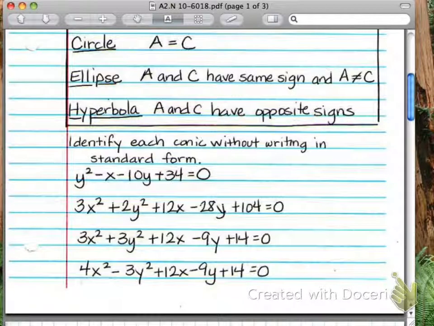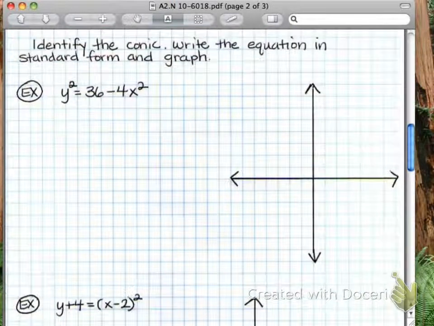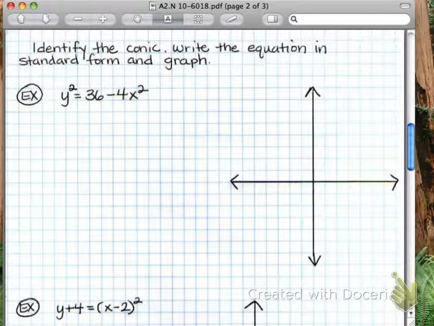Alright, so let's start looking at an example of the problems that we'll be doing. You're still going to incorporate that first section, but you're going to need to do much more to it. Identify the conic, write the equation in standard form, and graph. We're going to do both those things.